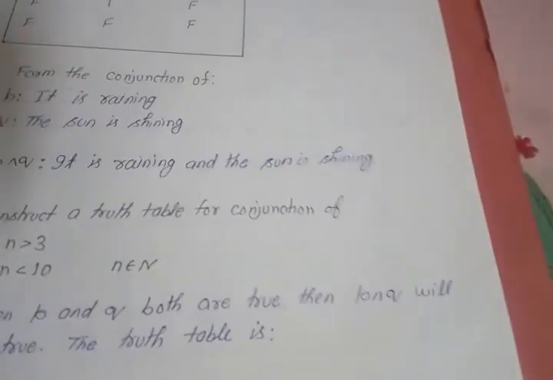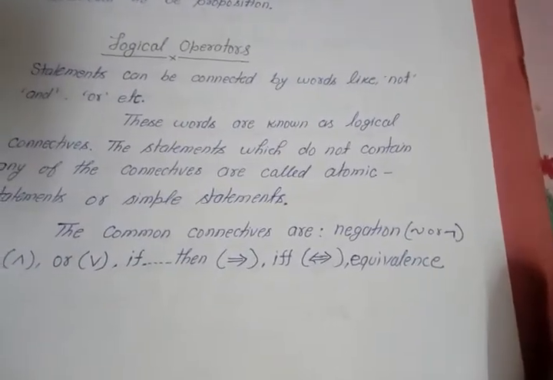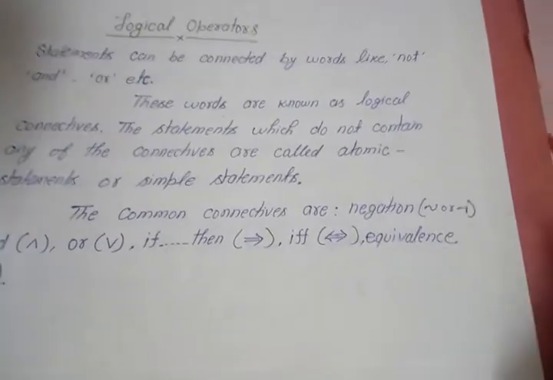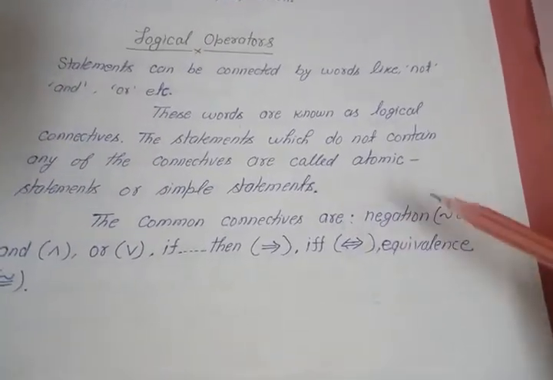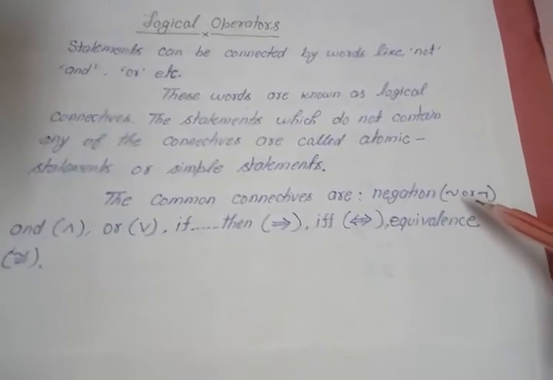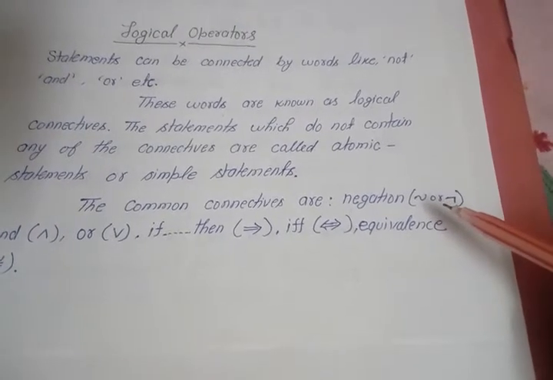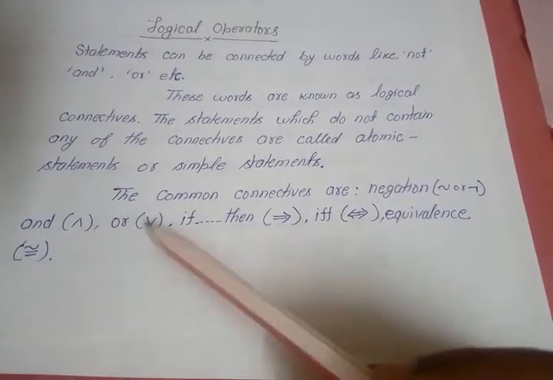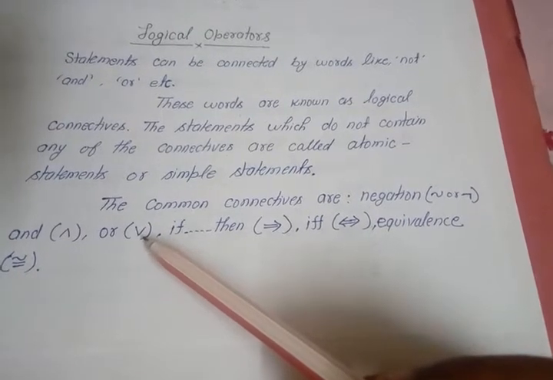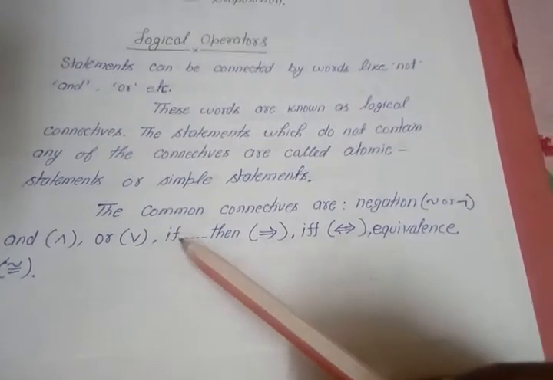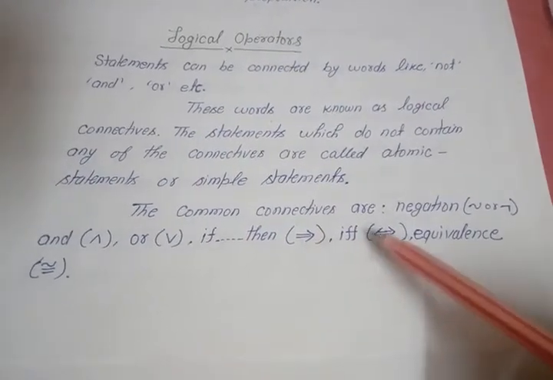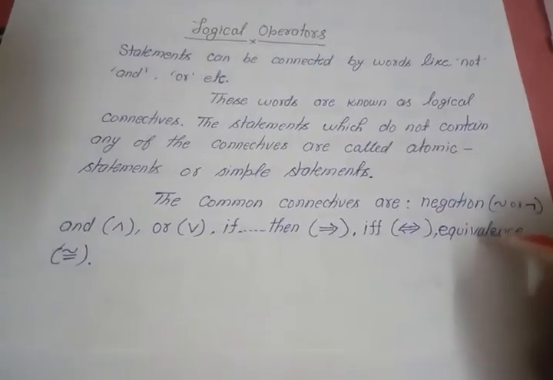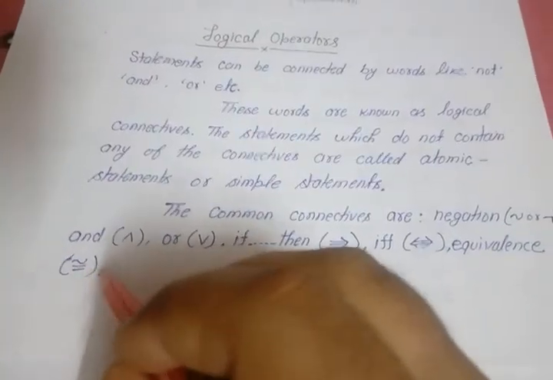Connectives are also known as logical connectives or logical operators. In propositional logic, there are the following types of connectives. Number one, negation, which means the negative version of the given proposition. Conjunction, which is similar to intersection. Disjunction, similar to the union property. If-then is represented by an arrow, if and only if is represented by a reversible arrow, and lastly equivalence is represented by this notation.